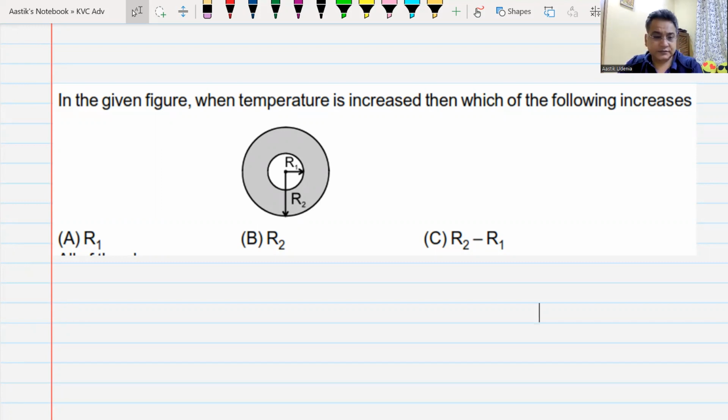Yes. What is the answer for this one? Which one will increase, which one will decrease, or which one will remain same? Huh? No answer? I'll give you 2 minutes.